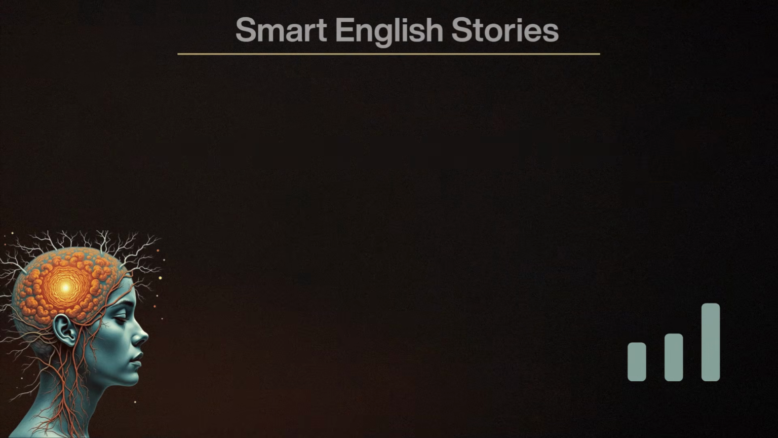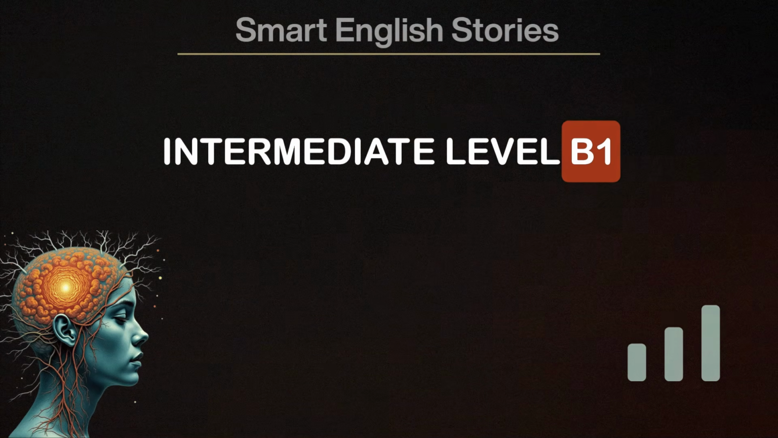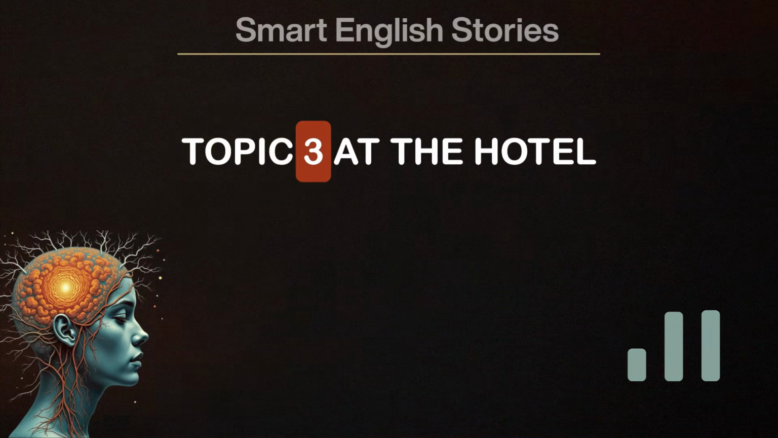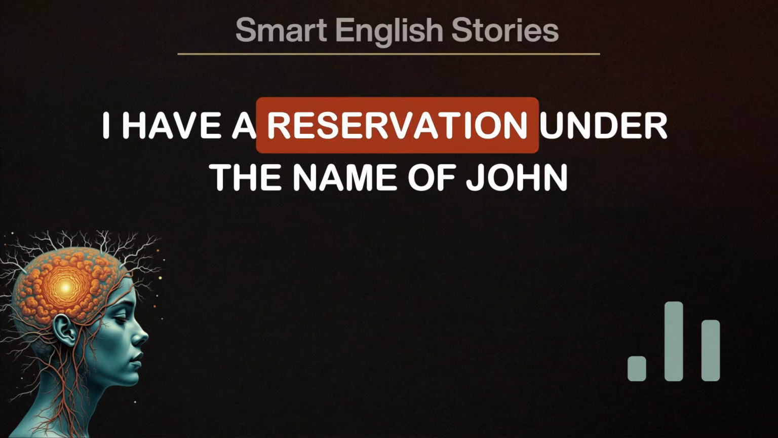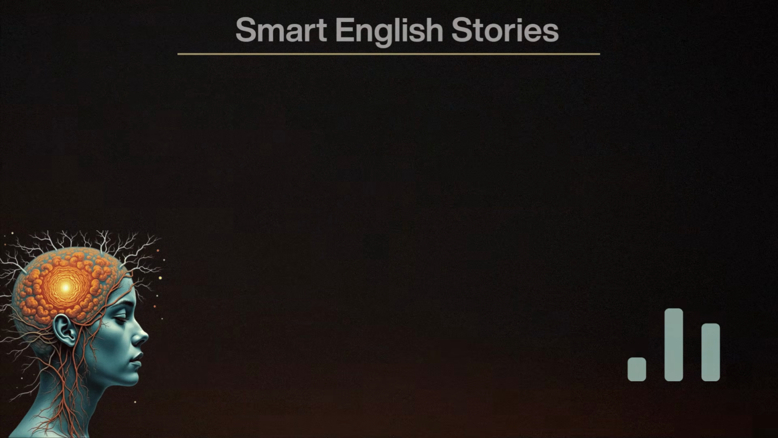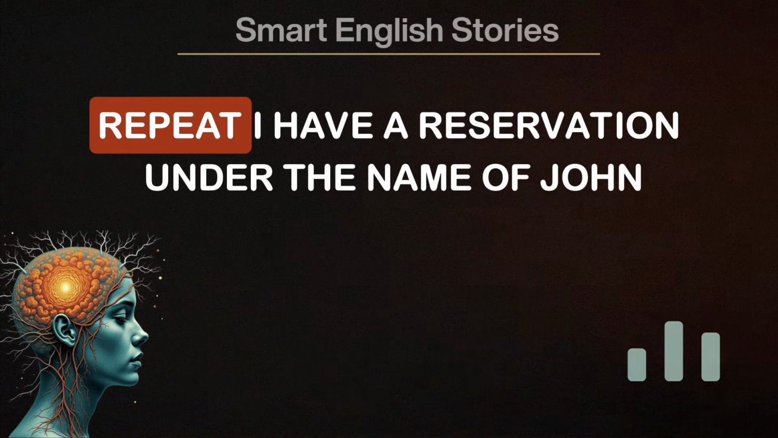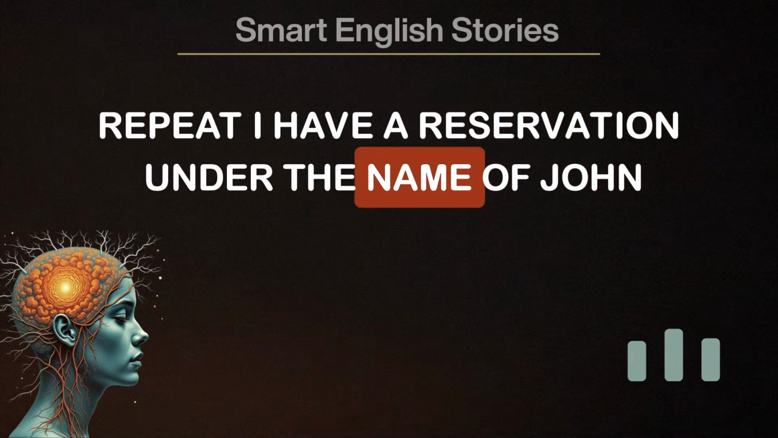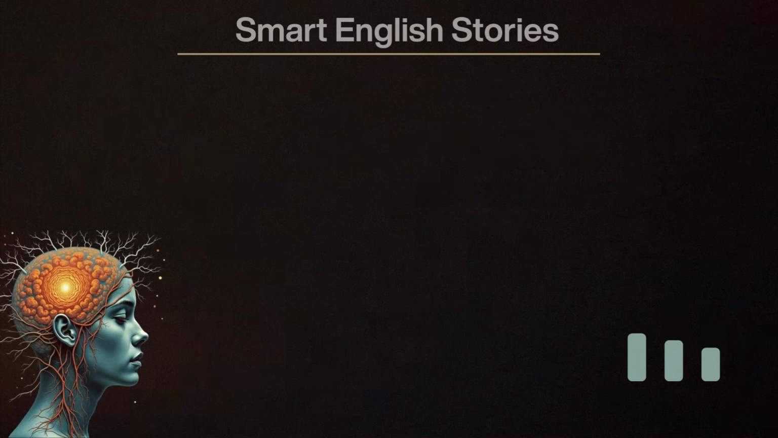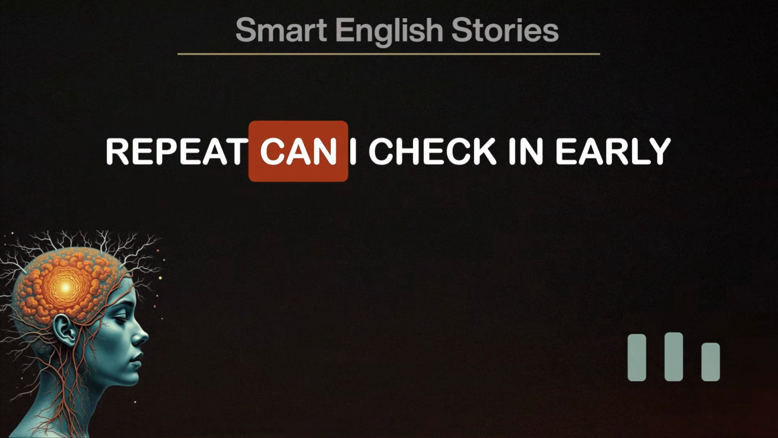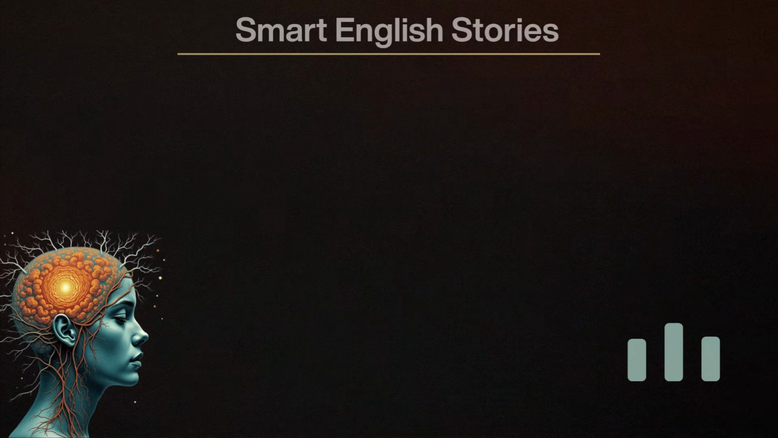Part 2. Intermediate level. B1. Topic 3. At the hotel. I have a reservation under the name of John. Repeat. I have a reservation under the name of John. Can I check in early? Repeat. Can I check in early?